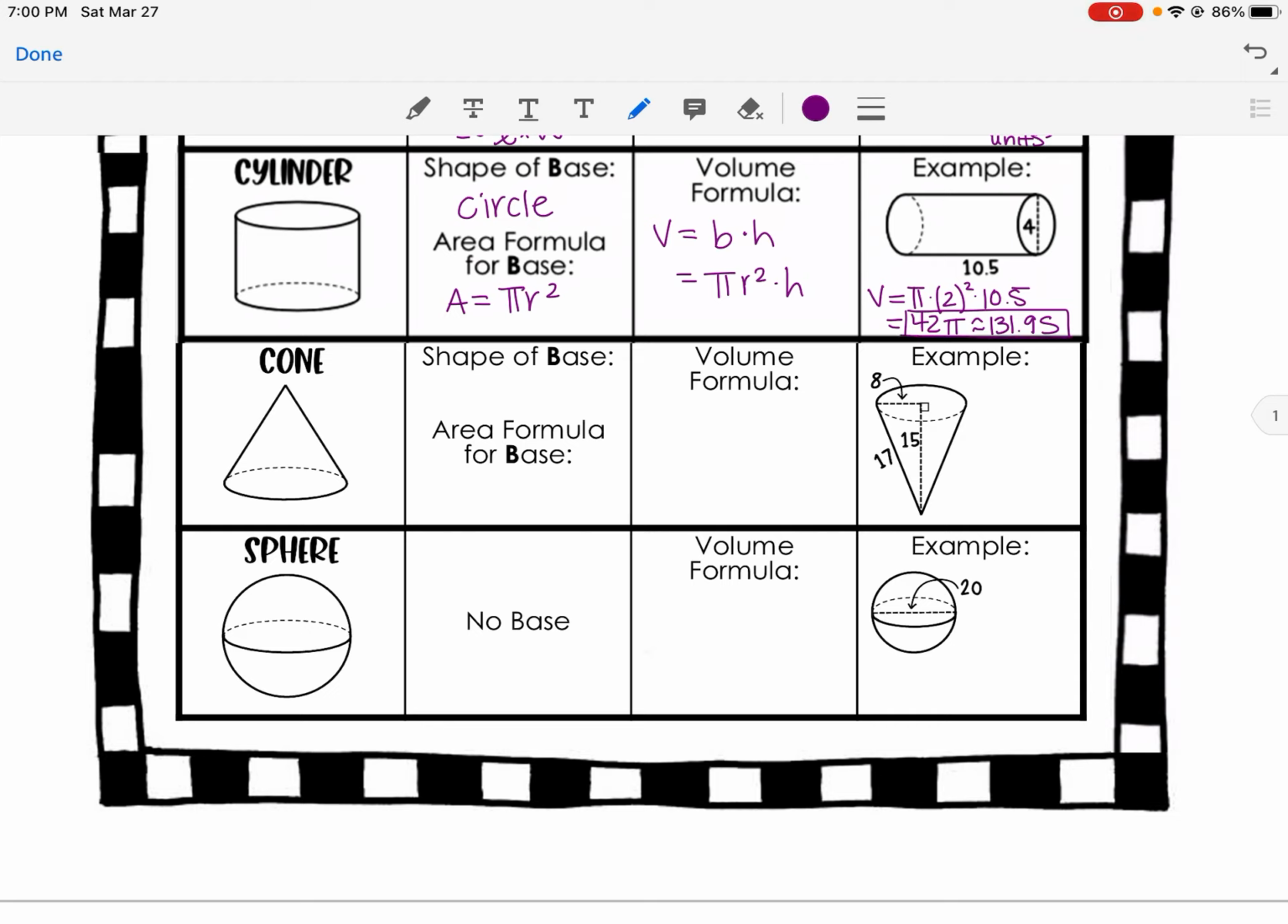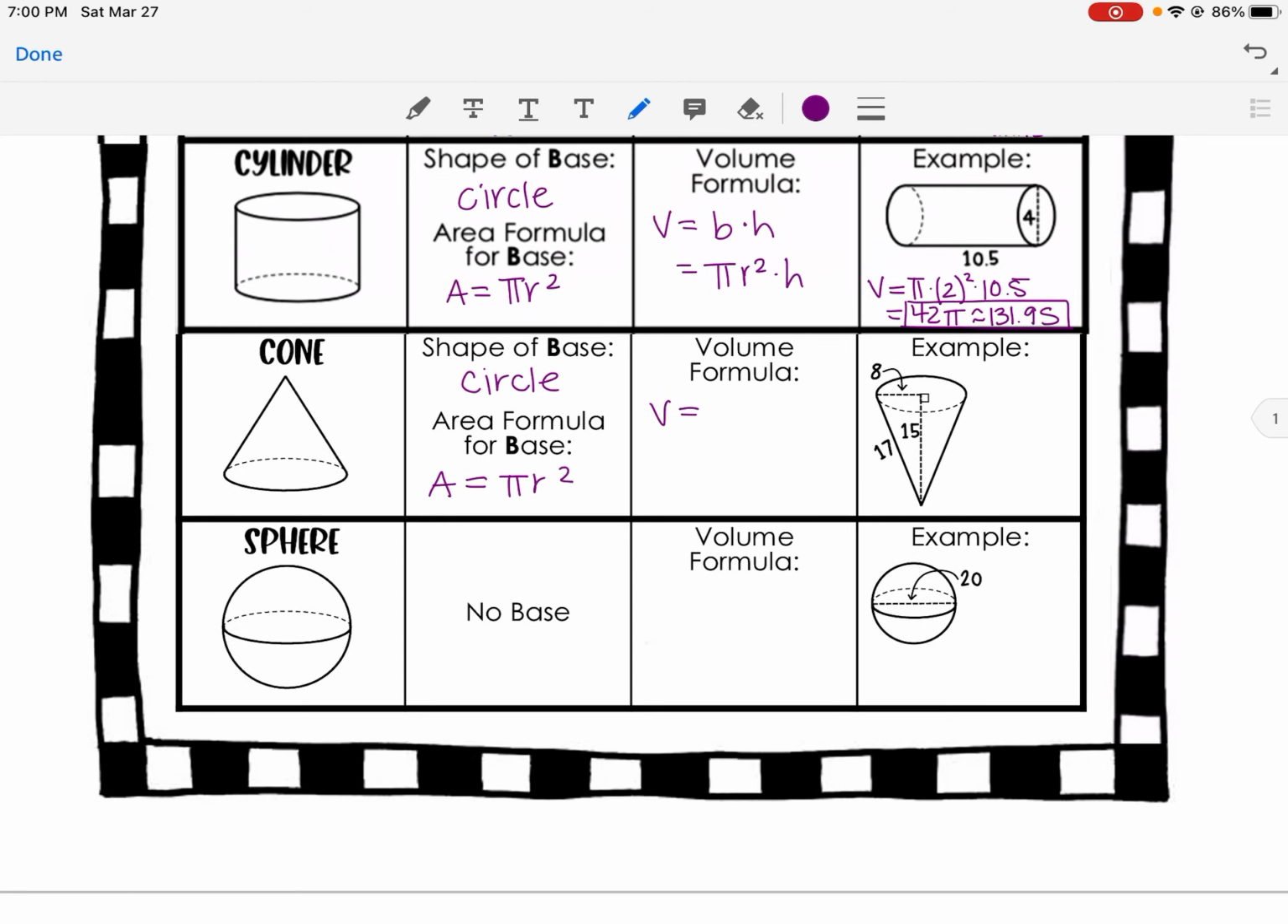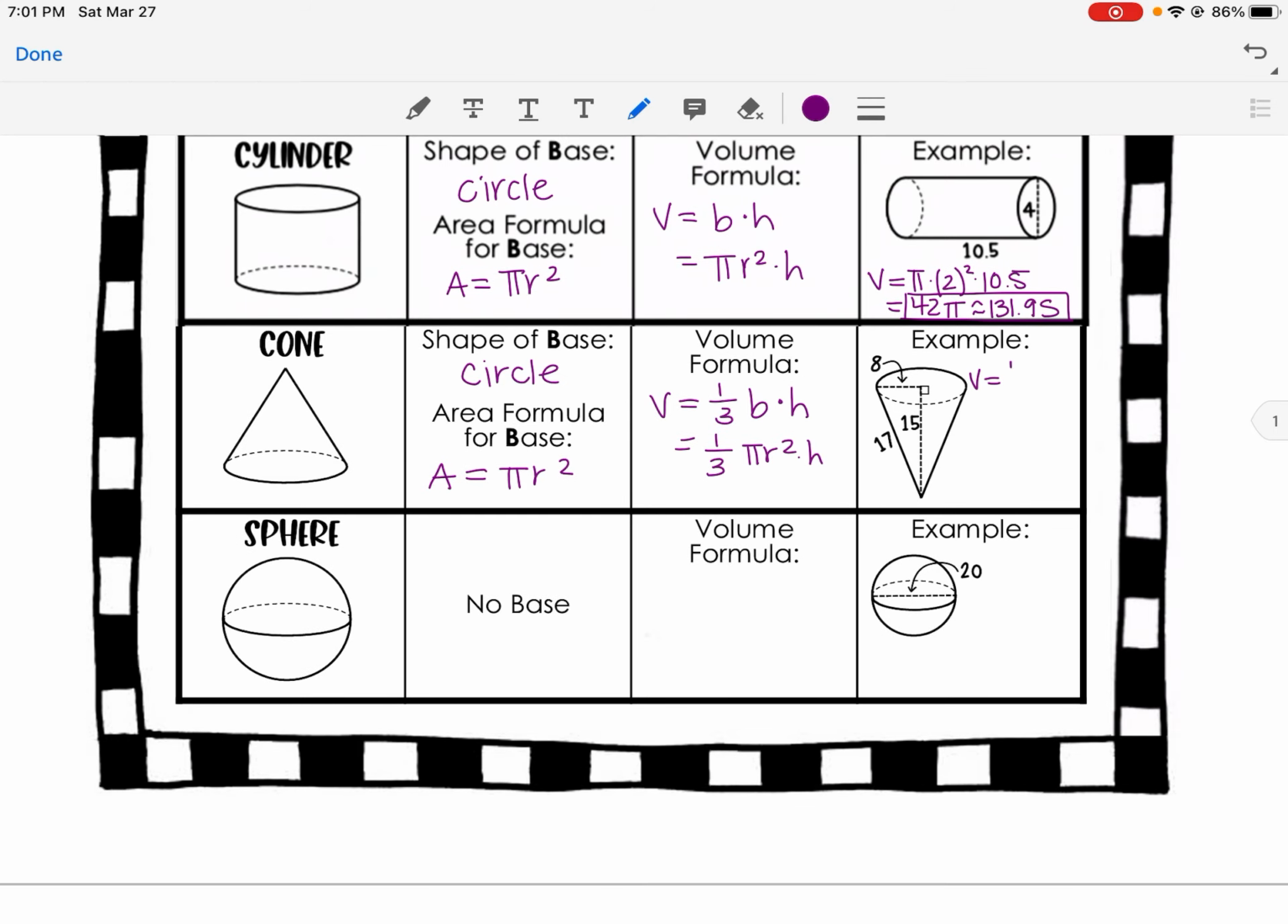Okay, a cone, once again, the shape of the base is a circle. So the area formula for the base is pi r squared. So your volume formula this time is a little bit different than the cylinder. It actually ends up being 1/3 of the volume of the cylinder. So 1/3 your base times height. So in this case, your base is the circle, so 1/3 pi r squared times height. So your volume would be 1/3 pi 8 squared times 15.